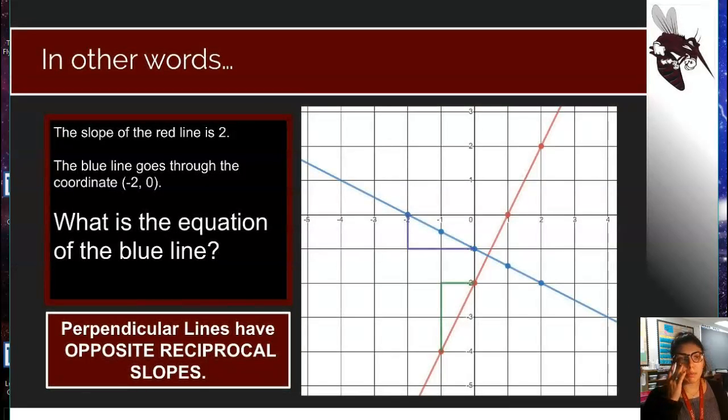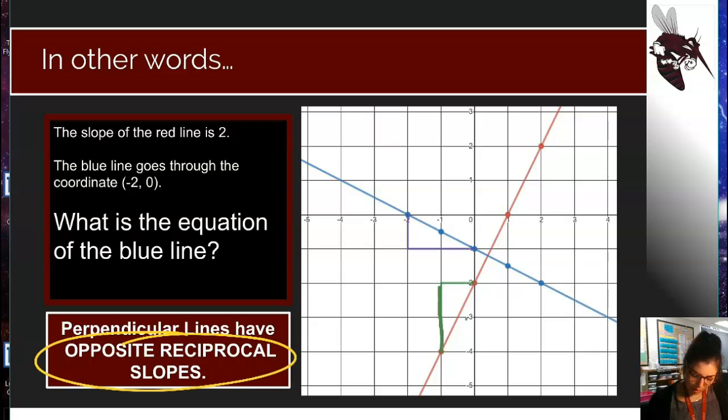So what we need to know about perpendicular lines is they are no longer having the same slope like parallel. They actually meet at a 90-degree right angle on a graph. And this time, their slopes are not the same. They're what we call opposite reciprocals. Opposite reciprocal slopes mean that they are reciprocal fractions. Numerator becomes denominator, denominator is numerator, and one would be positive and one would be negative.